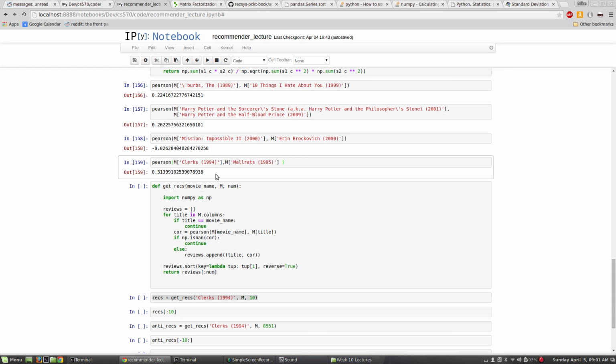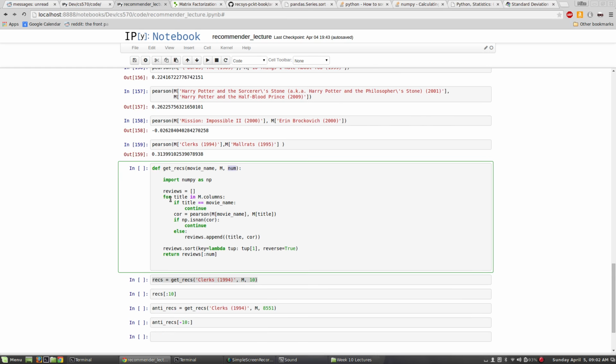Okay, but this one-by-one movie thing is probably not the most efficient way to do things. So what I did is I wrote this little function called getrex. And what getrex does is it takes a movie name, and then the matrix that we have, the user by movie matrix, and finally a number, and this is going to be the number of recommendations to return.